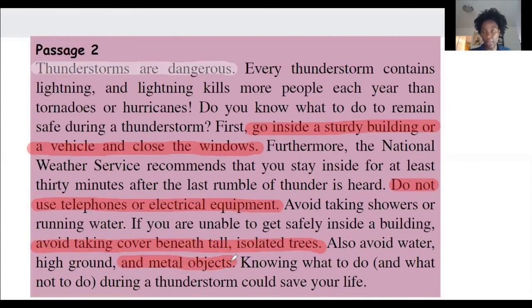These details, boys and girls, should have suggested to you that the author wants us to know what to do to remain safe during a thunderstorm. These are measures that we take to remain safe during a thunderstorm. I will give you a few minutes to clarify your notes if you need to clarify. And then we will look at what the graphic organizer looks like after we have extracted the details to the graphic organizer.